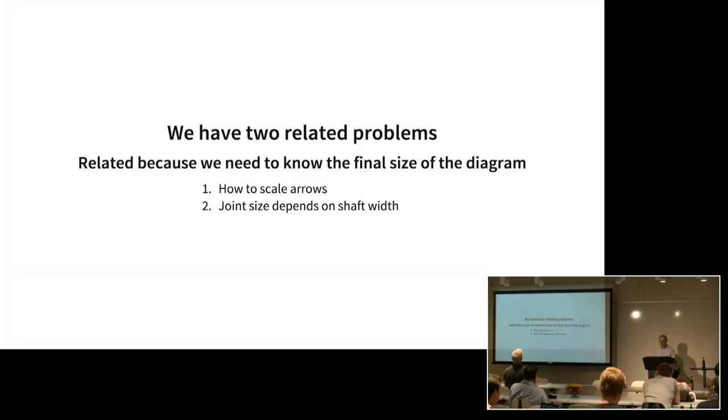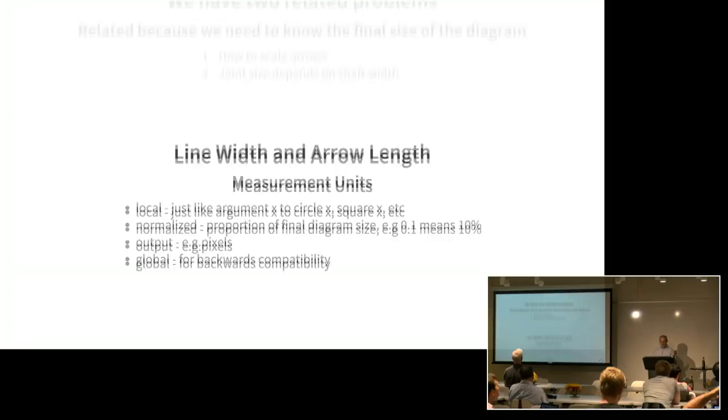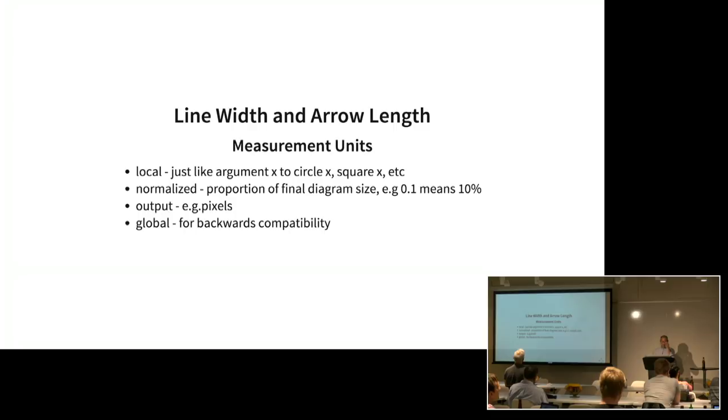So I wanted to talk about it in the context of these measurement units. Before diagrams 1.1, everything either scaled locally or didn't scale at all. For example, line width: you could set your line width to not scale at all, you just set what the line width was, very much like a font size, 12 point or something. Or you could freeze it, in which case any scaling operation applied after that would also be applied to the line width, and it would be treated just like a rectangle.